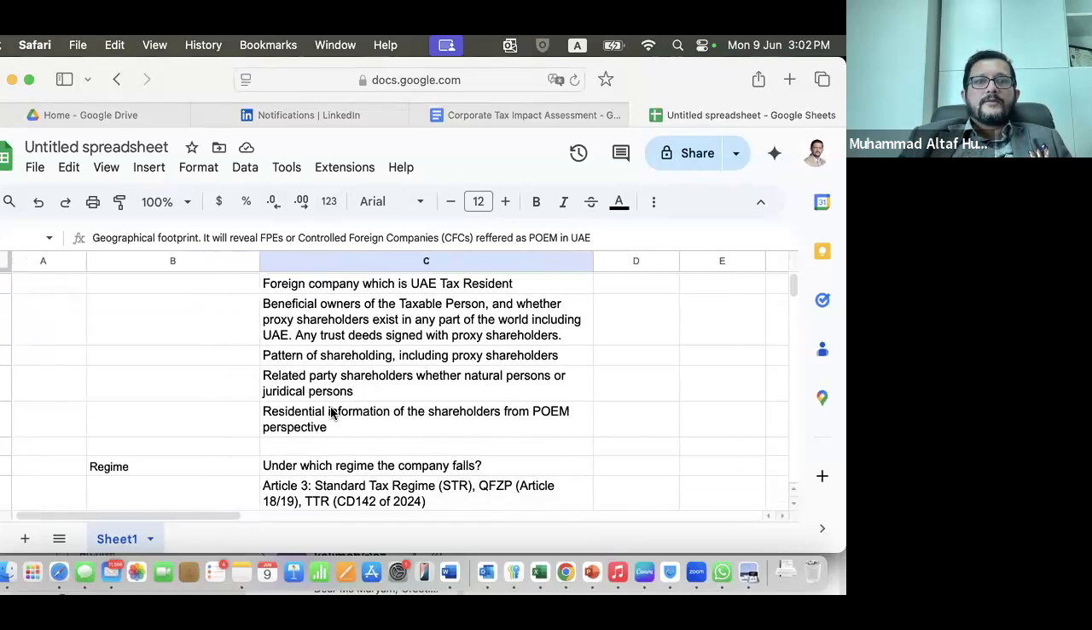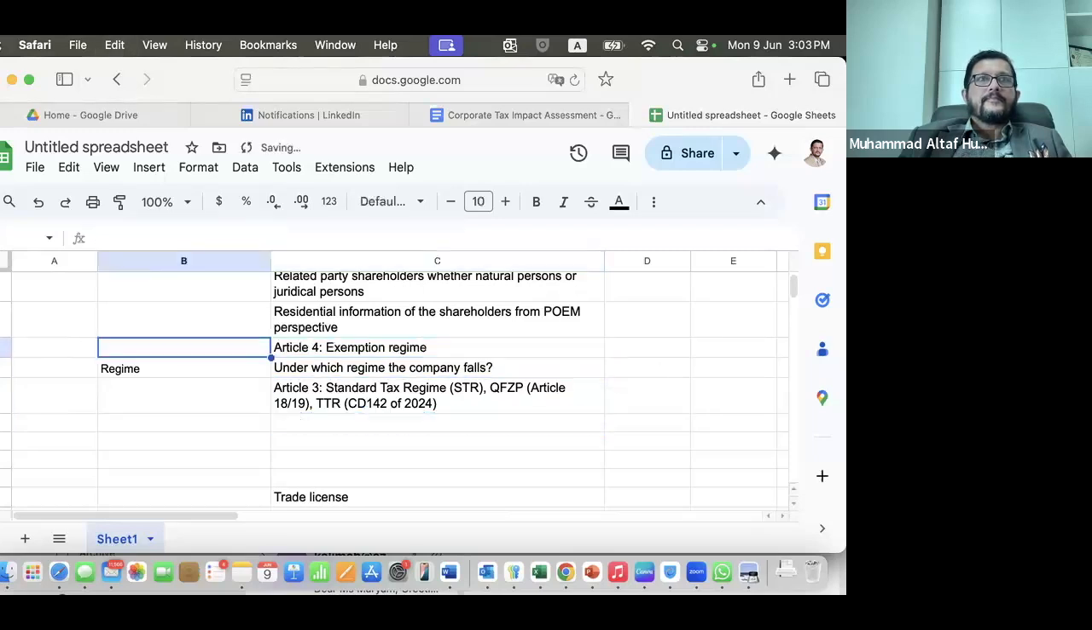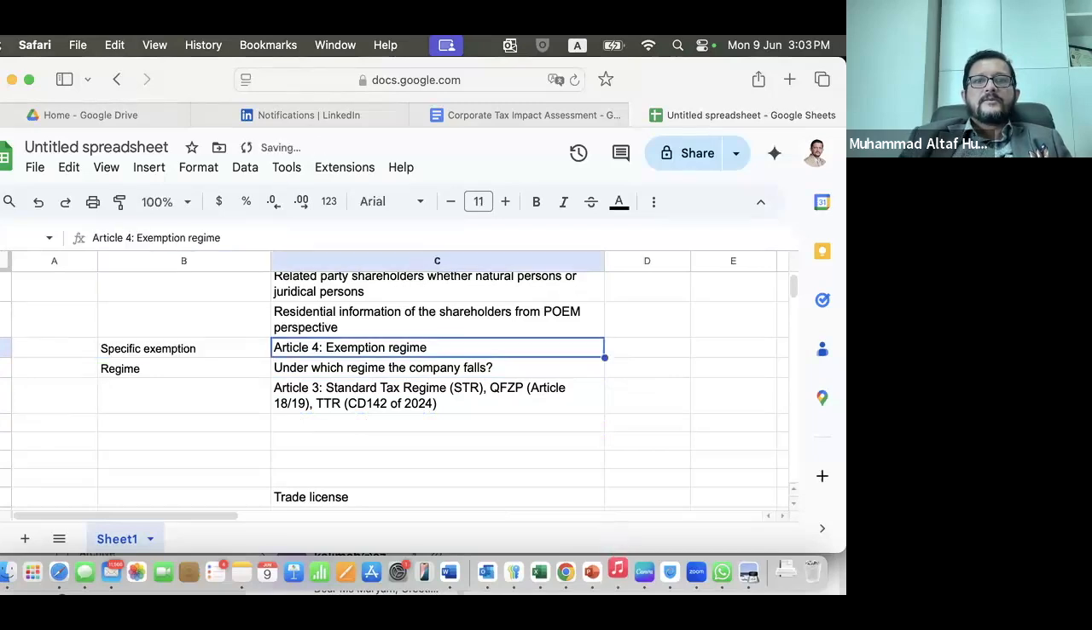Okay, so we have to now look at the regimes also. Like, is it by default, every company is under standard tax regime, right? But even before that, we should quickly raise this question, if there is exemption. Specific exemption, right?